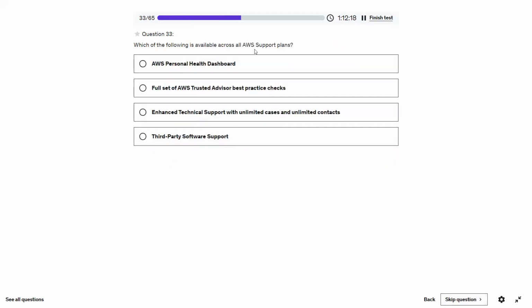Which of the following is available across all AWS support plans? We have 4 support plans: basic, developer, business, and enterprise. So what is available in all the support plans? Third party support is only in business and enterprise, I think. Enhanced technical support with unlimited contacts is also under business and enterprise. Full set of Trusted Advisor checks is under enterprise and business. Personal Health Dashboard is available in all. Even in basic, you can see the Personal Health Dashboard.